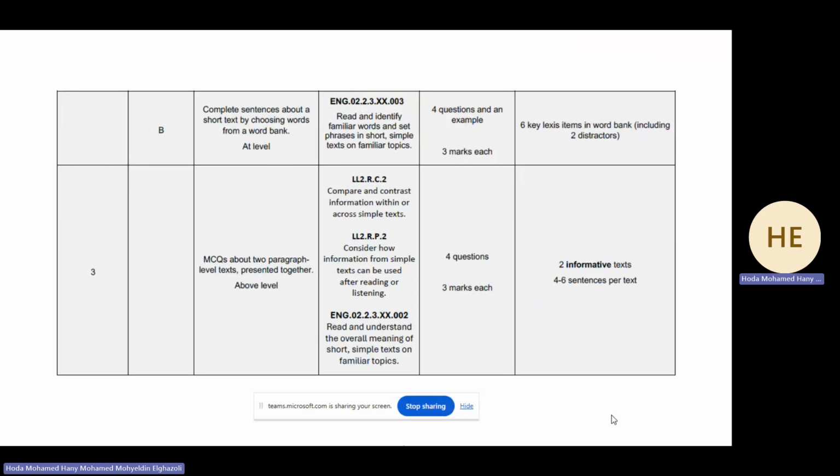And part 3, it's a multiple choice question about 2 paragraphs. There will be 2 informative texts and 4 questions. This carries 3 marks for each question.